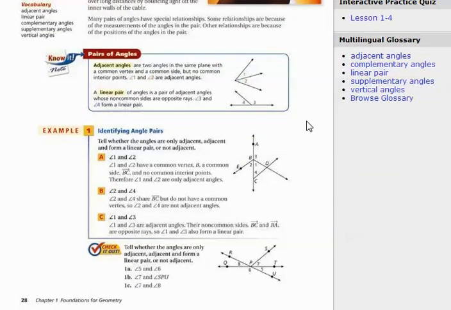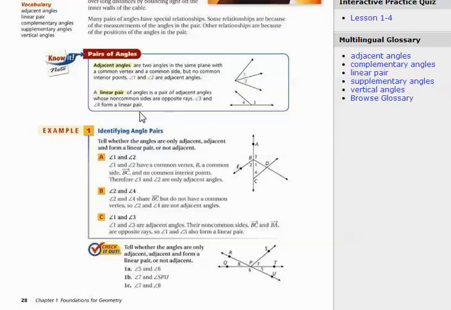When we talk about pairs of angles, we have, first of all, what are called adjacent angles, and these are two angles that are up next to each other. They're kind of side by side. So two angles in the same plane with a common vertex. Remember, the vertex is that point where the two rays meet, and a common side. As an example here, we have angle 1 and angle 2, which are adjacent angles.